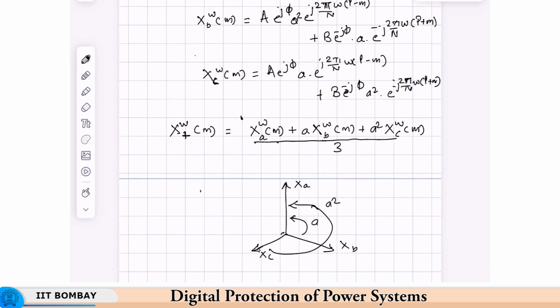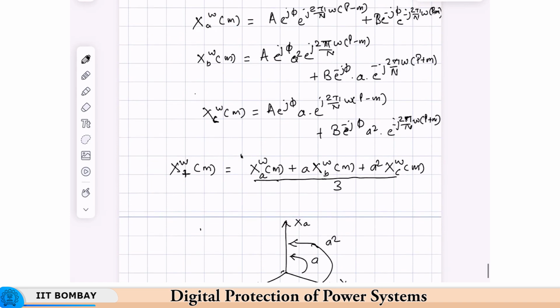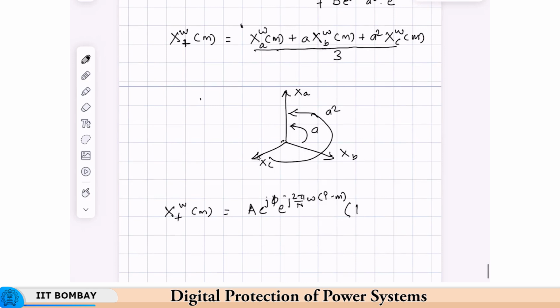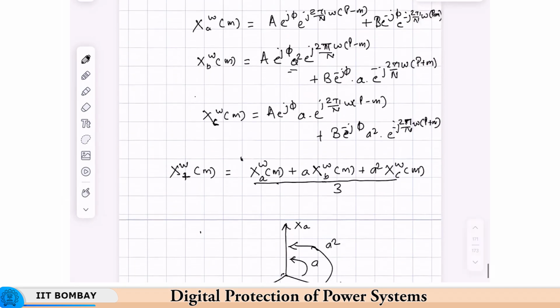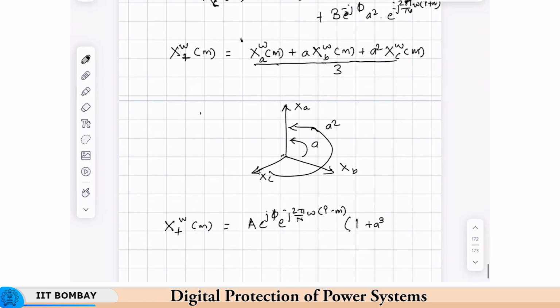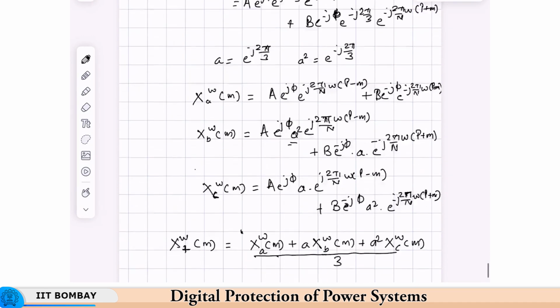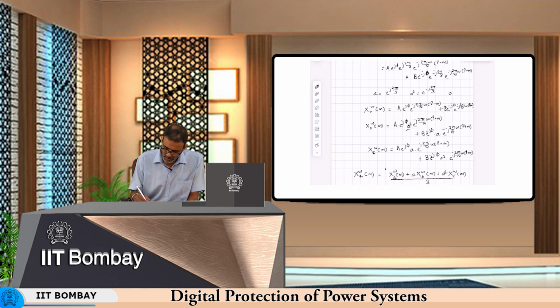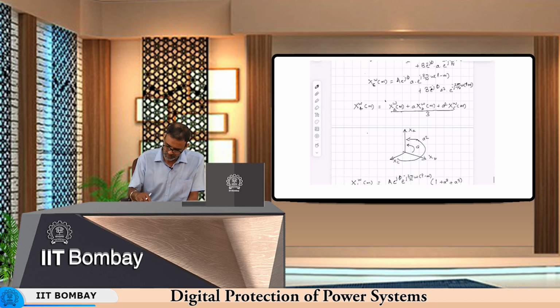A square. Sorry, A. Okay, so you already have a square here. A square into A is A cube. Okay, and for the last term you have A here. You are multiplying that by A square, so you get another A cube, divided by 3. Now what we saw is that A cube is equal to 1.